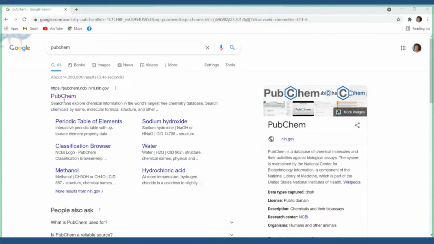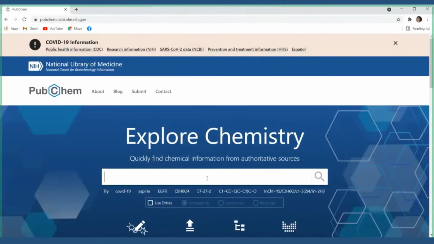So just click on this Pubchem and you see, can you see my screen very well? It says explore chemistry, quickly find chemical information from authoritative sources. Authoritative sources means they are from scientifically proven sources, not just anyhow source.